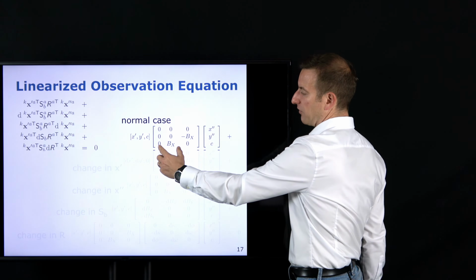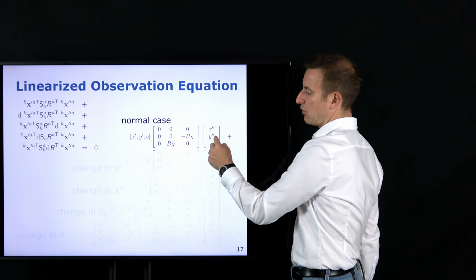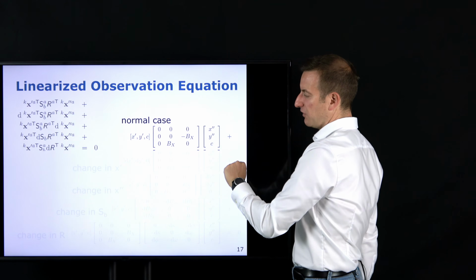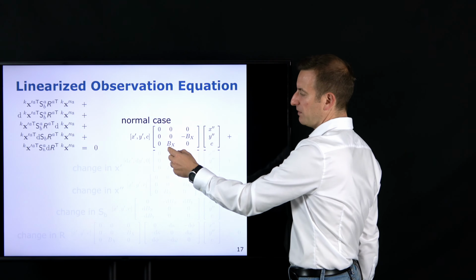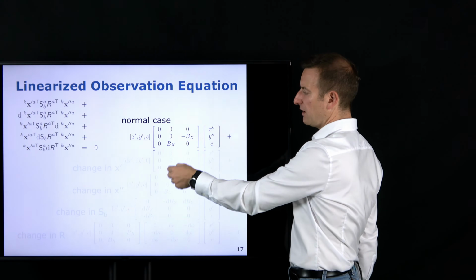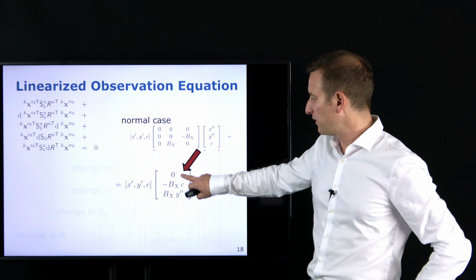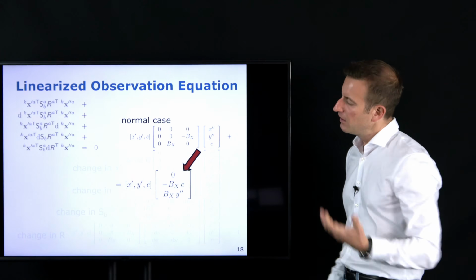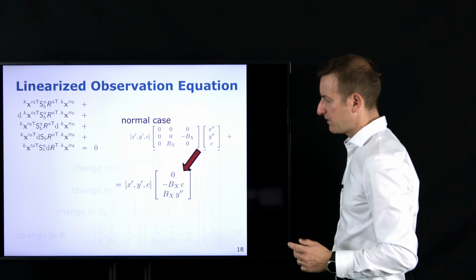And then the third dimension will be 0 times x double prime, bx times y double prime. This will remain, and 0 times c will also be 0. So the resulting vector of this matrix vector multiplication will be 0, minus bx c, and bx y double prime. Then our next step is to multiply this vector with this vector over here. And that is easy.